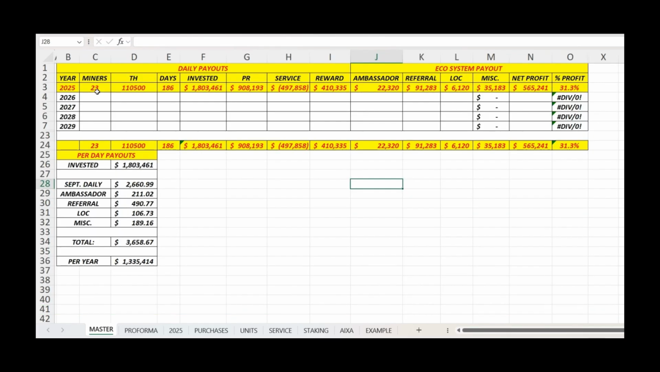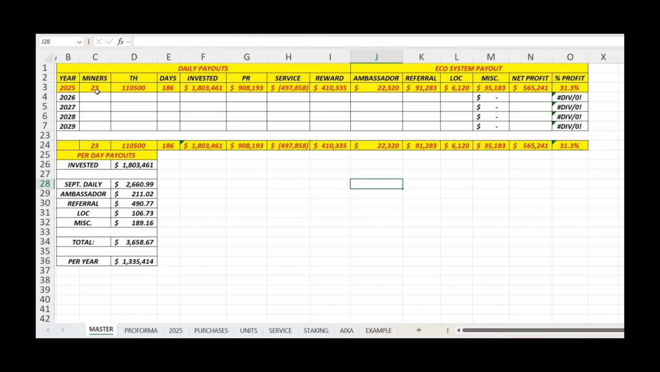Final data. Miners, 23. TH, 110,500. Total days invested, 186. Total amount invested, 1,803,461. Total Bitcoin mined or pull reward, 908,193. Total service paid to Gomining and electric, 497,858.